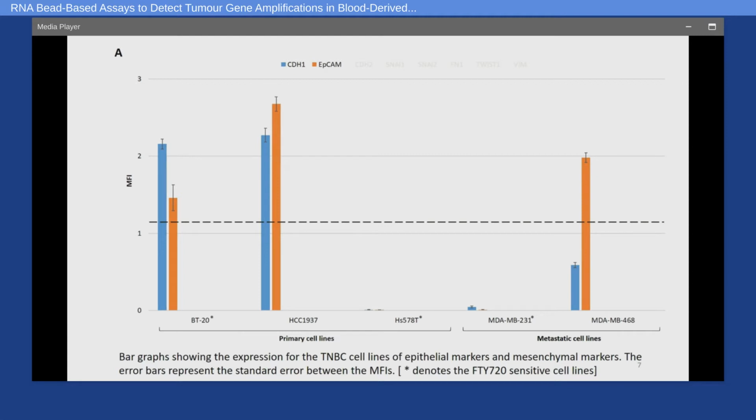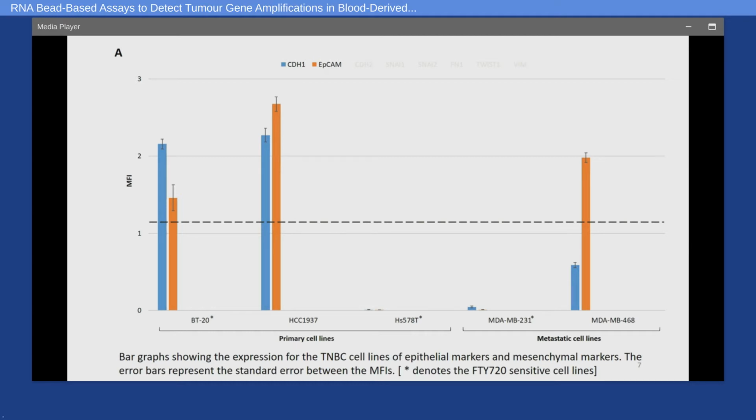Now, why do we want to go for multiplexing? It's basically because cell biology is dynamic, cell biology is complex. And when you look at some of the cell lines that we used, and here we divide them as primary cell lines and metastatic cell lines, those that are sensitive to FTY720 are marked with an asterisk. And you can already see that this sensitivity is not based on the expression of epithelial markers, because here you see E-cadherin and EpCAM. This is the median fluorescent intensity that we get from the Luminex, normalized to housekeeping genes. And here you can see that these are epithelial because you have expression of E-cadherin and EpCAM, whilst the others are not.